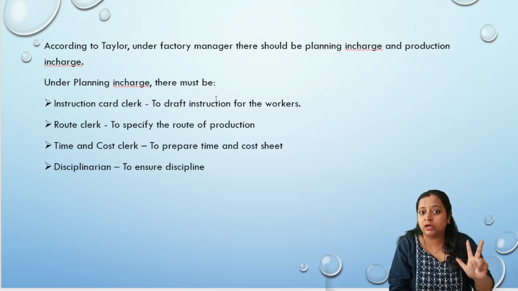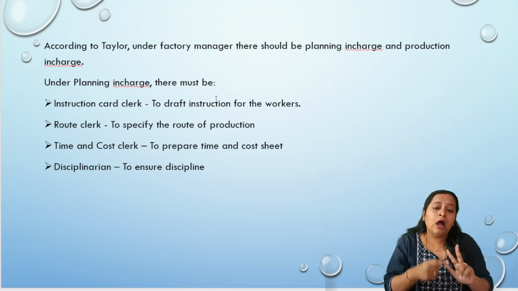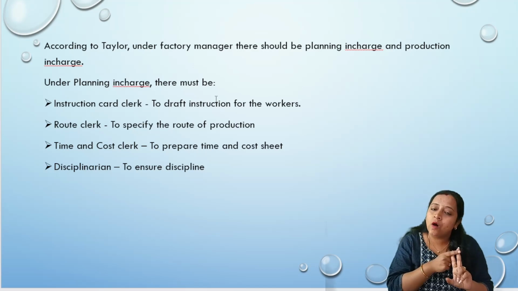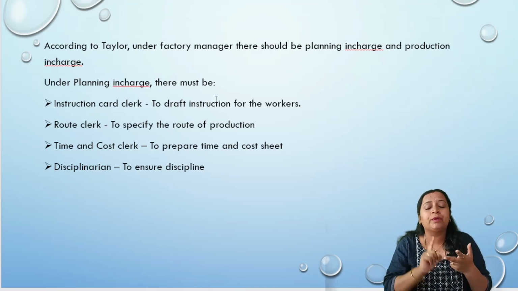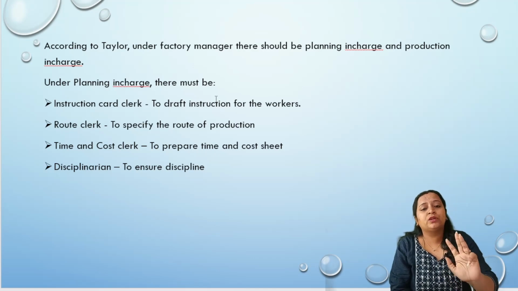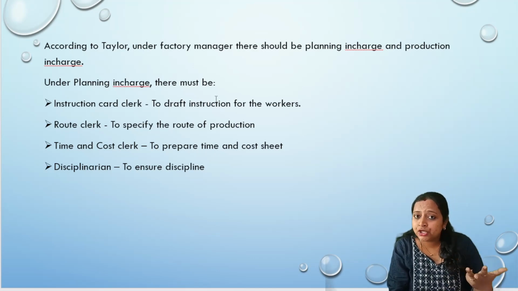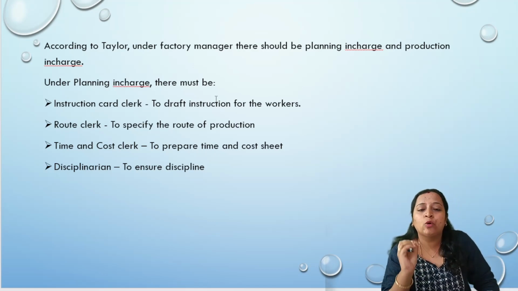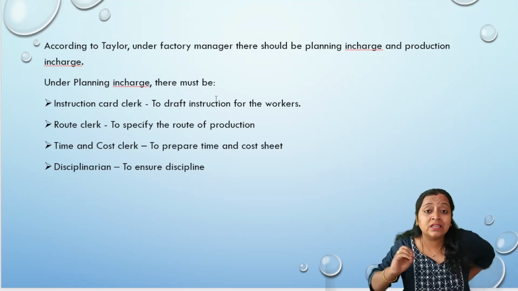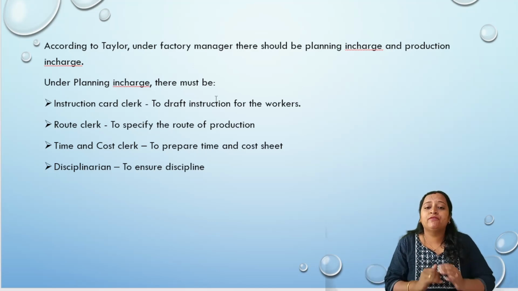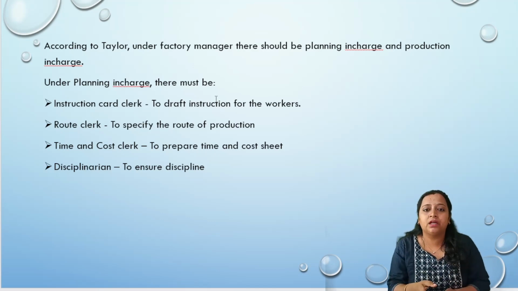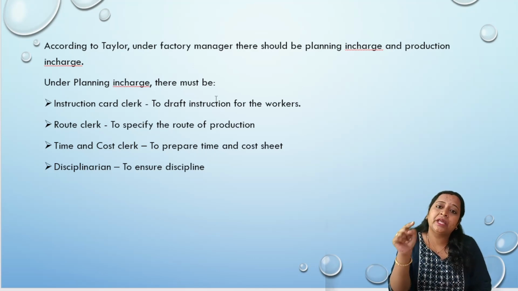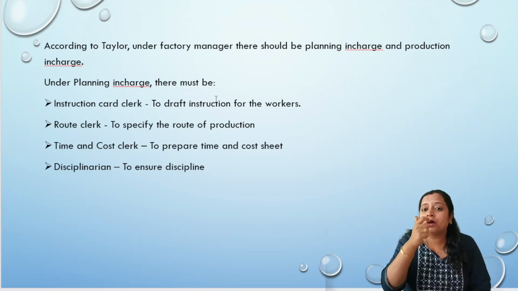Time and cost clerk. He will prepare the time and cost sheet. How much time is required for performing this particular task, as well as what cost is required for performing this particular work. He will prepare the time and cost sheet. Okay. And the last one is the disciplinarian. He will make sure that all the workers follow discipline. Discipline is nothing but whether they are following the rules and regulations of the company or not. See, if you follow that, then half of the work will be completed. Whatever rules and regulations are there, you have to follow them. This fellow is going to take care of whether all the workers are ensuring discipline or not.